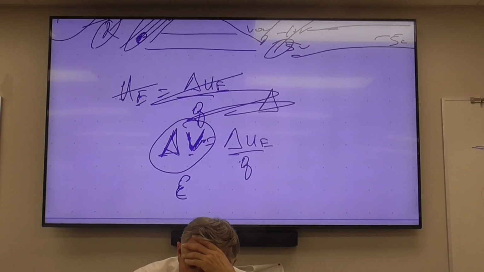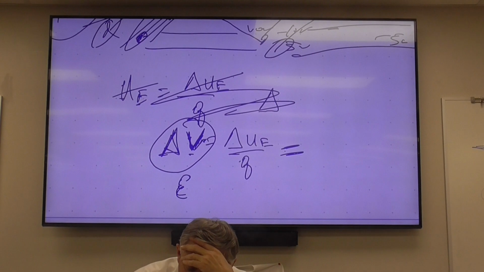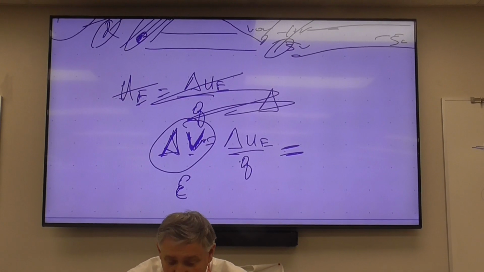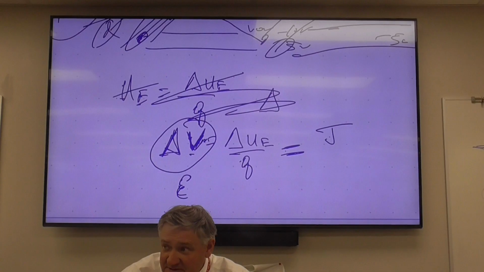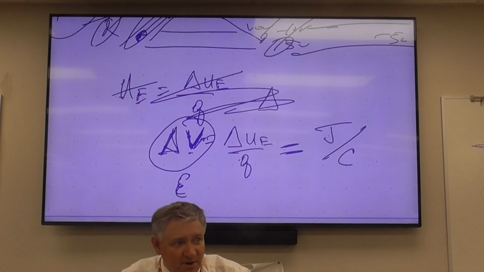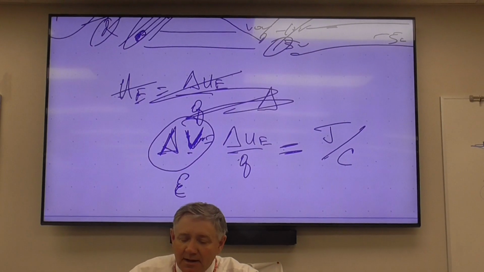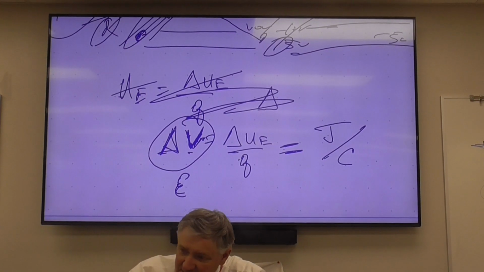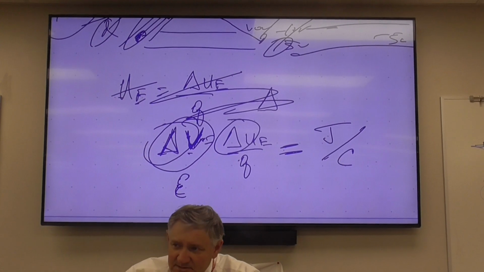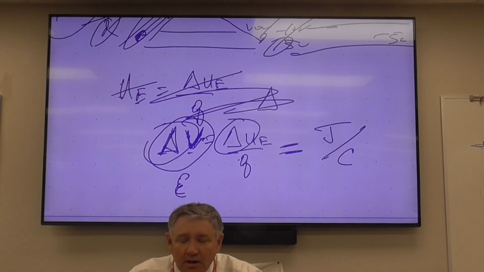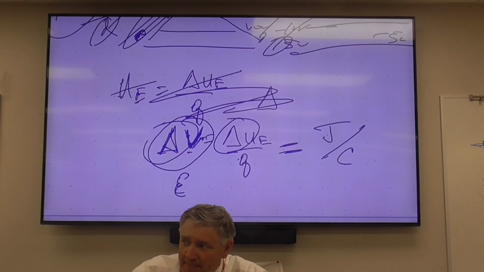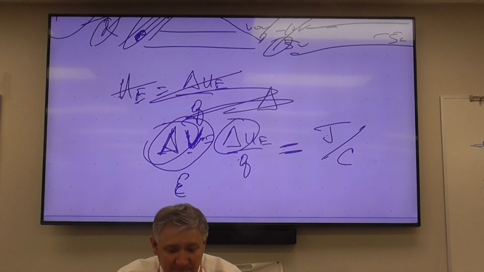So if you look at this in terms of units, delta U is going to be measuring what? Joules. Q is going to be joules per coulomb, which is what voltage is measured in. Now, here's the significance of the delta signs. This is not voltage. When you're talking about change in voltage, that's literally what it means.